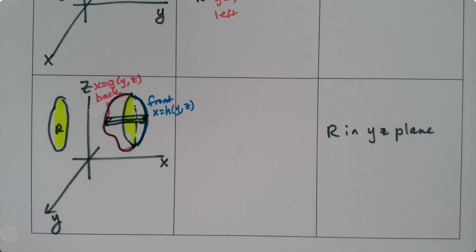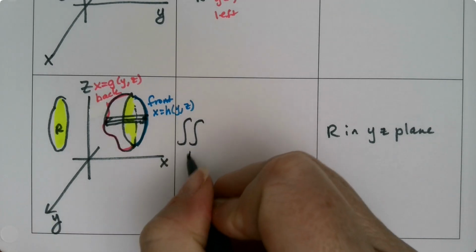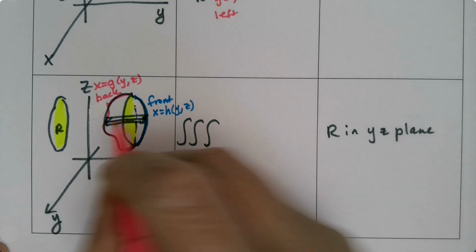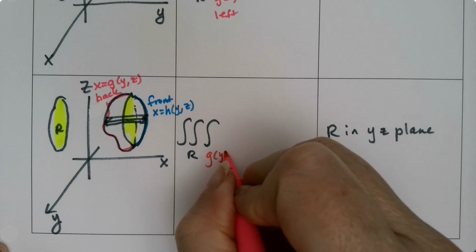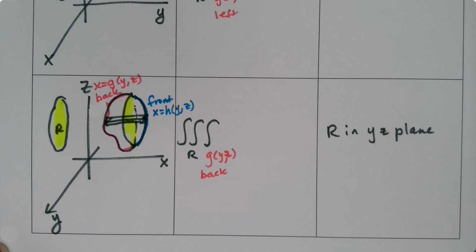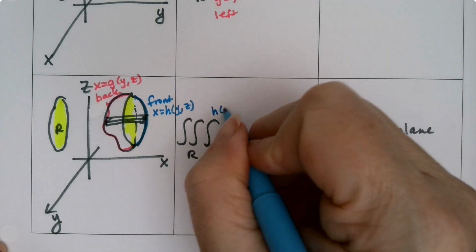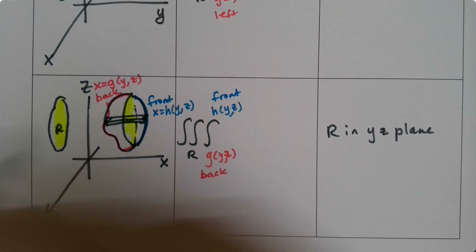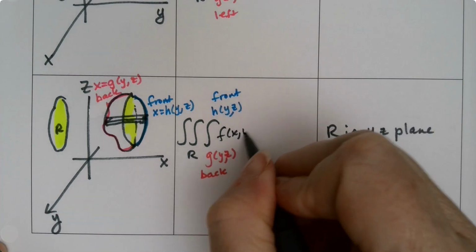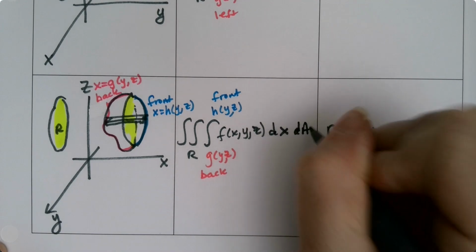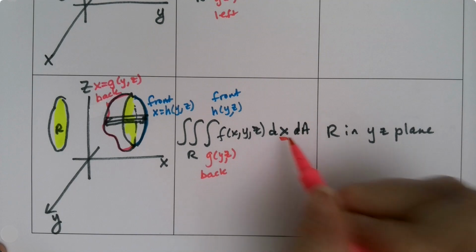Okay, so then we take our double integral in the front over the region, and then the third integral will be from G of YZ, which is the back, to H of YZ, which is the front. And then we have our function, and then it's dx dA, right? Because we were using x.